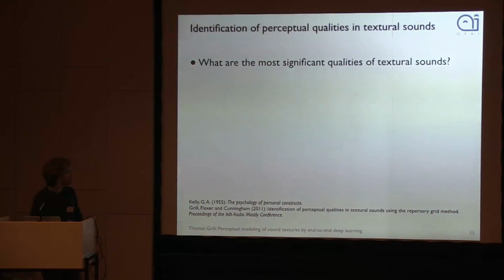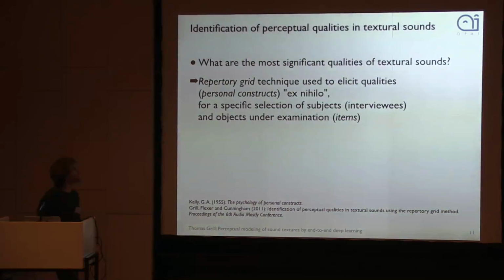So in the research that I did, the idea was to look into the description from an ex nihilo approach. So what are the most significant qualities in textural sounds? And we chose to use a technique called Repertory Grid technique. I don't know if you're familiar with it. It's very nice because there's hardly any influence by the interviewer other than the selection of the subjects and the items. It was developed by Kelly in the late 50s, and it's related to semantic differentiation.